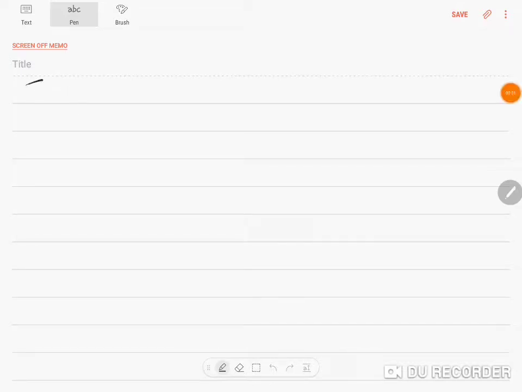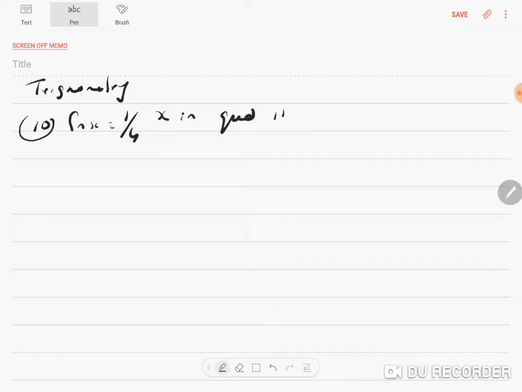So it's trigonometry. I'm going to deal with miscellaneous exercises. The 10th sum: sin x is equal to 1 by 4, where x is in quadrant 2. Find sin x by 2, cos x by 2 and tan x by 2.